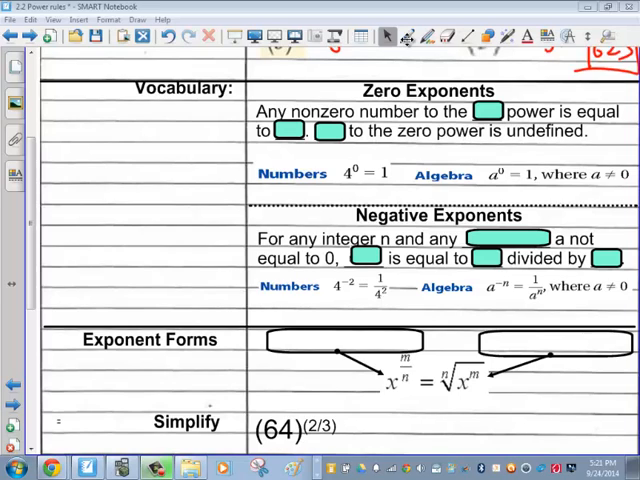Okay, I got two ideas here I want to talk about. Zero exponents, the first one right here, and then negative exponents. How do we deal with those? So first, let's just fill this in.